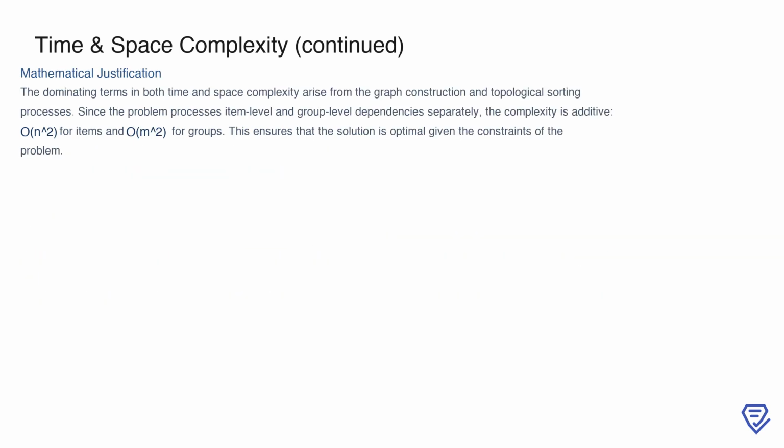The mathematical justification for these complexity results lies in the structure of the problem. The dominating terms, both in time and space complexity, stem from the processes of graph construction and topological sorting. Since the problem separates item-level and group-level dependencies, the overall complexity is the sum of the complexities for these two layers, O(n squared) for items and O(m squared) for groups. By leveraging this separation, the solution optimally handles the dependencies while ensuring that the complexities remain additive. This approach is not only efficient but also adheres to the constraints of the problem, providing a scalable solution for large inputs.